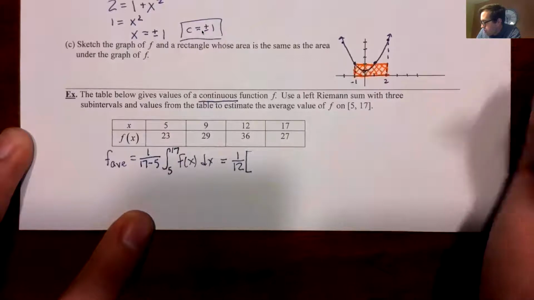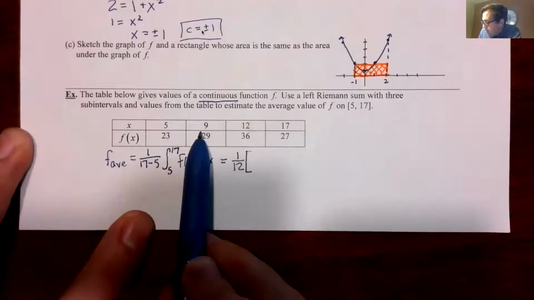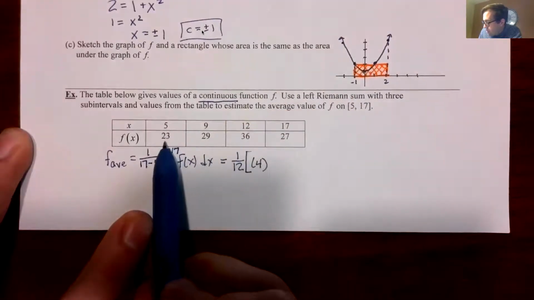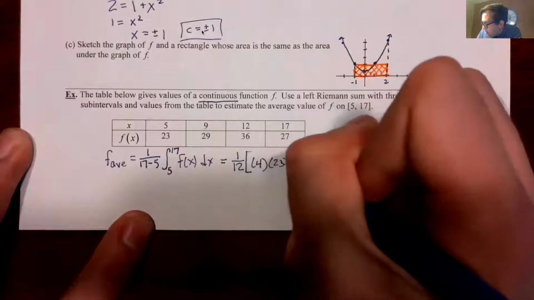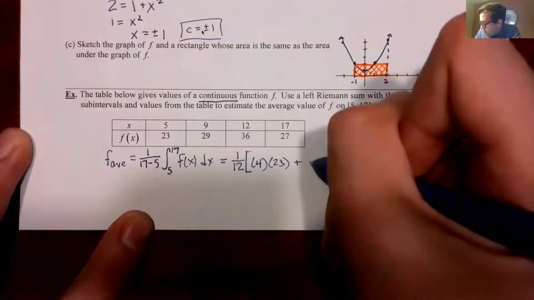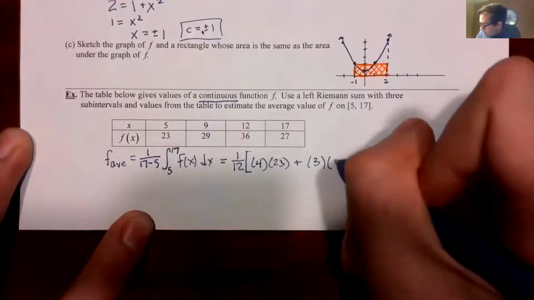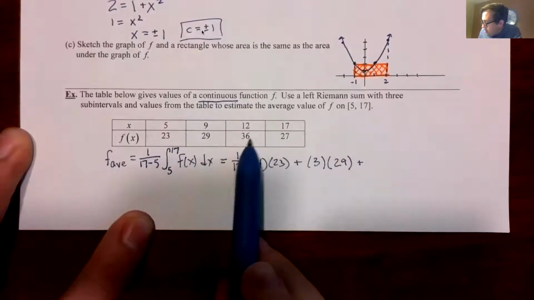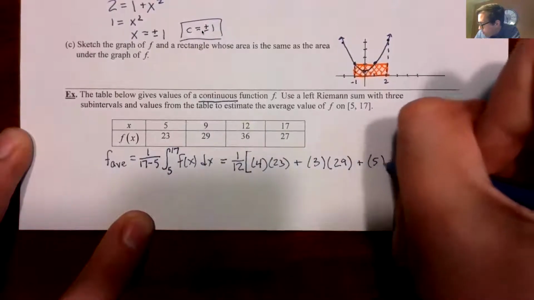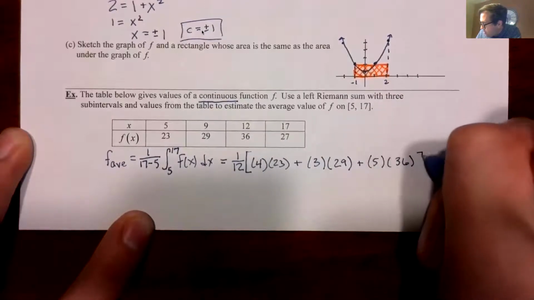So for the first part of the Riemann sum, the first bar, the width is going to be from 5 to 9, which is a width of 4. And the height, it's going to be a left Riemann sum, so the height's going to be this 23 right here. The second bar is from 9 to 12, which is a width of 3, and the height is the left endpoint, which has a y value of 29. And the third bar is going to be from 12 to 17, which is a width of 5, and the height is going to be the left endpoint, which is 36.